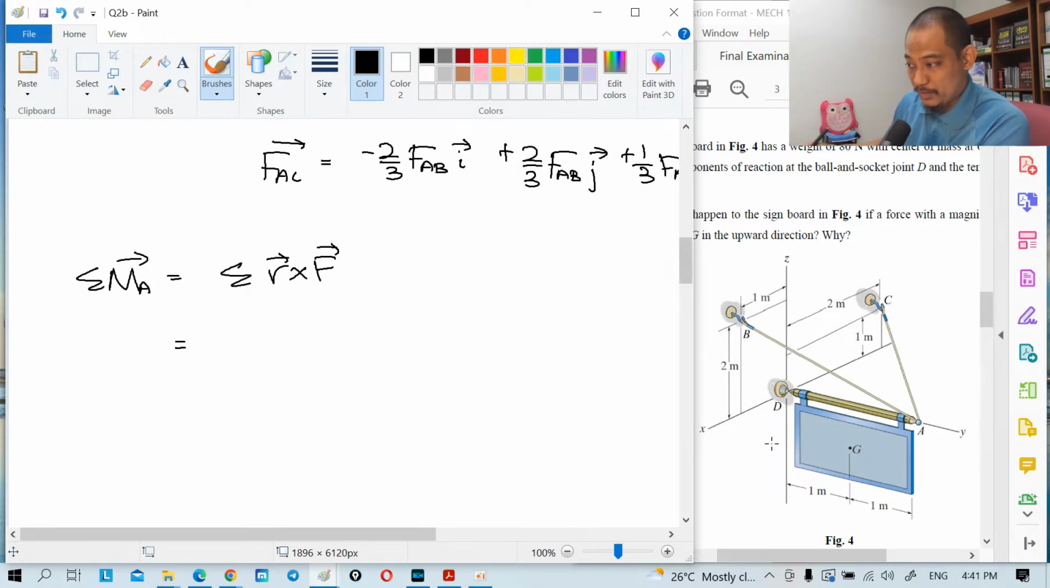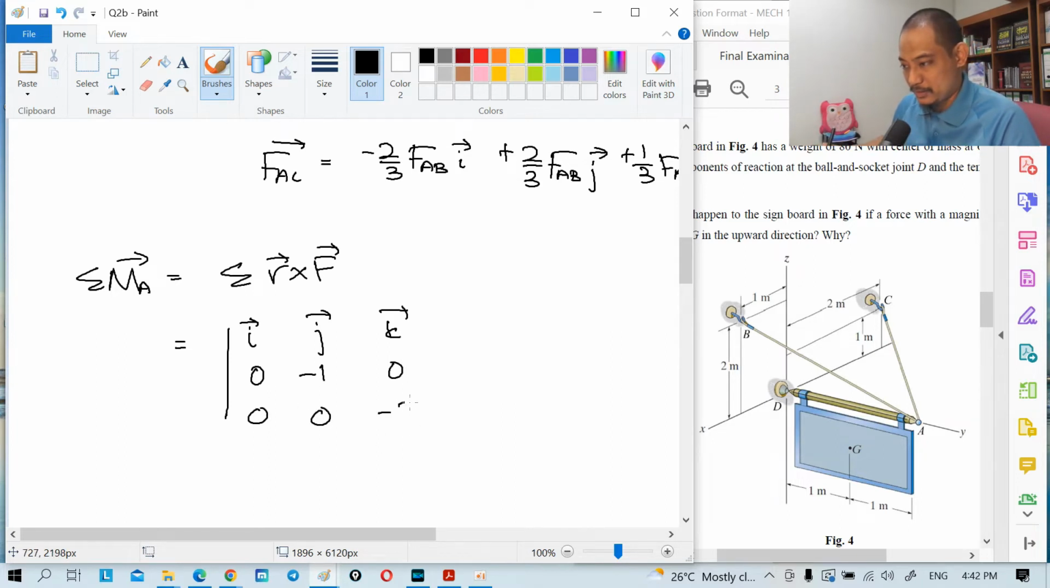So R cross F for the weight is the simple one. We just take this one, right? So we put it into the matrix i, j, k. Of course that one can be done simply using scalar, but we'll just show this one. So R becomes minus 1 j, so 0, minus 1, 0, because it's that way. And then the weight is just 0, 0, minus 80, because it's 80 Newton downwards.